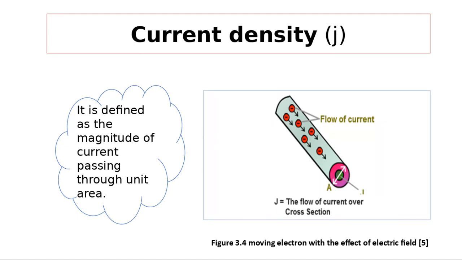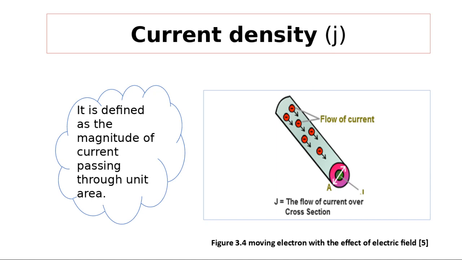So here we are discussing what current density is. You know what current density is? That is current per unit area. So here you can see that we have a conductor. Yes, it is current per unit area. And you can see here, this is a conductor in a cylinder shape, and this is the area of cross section A.